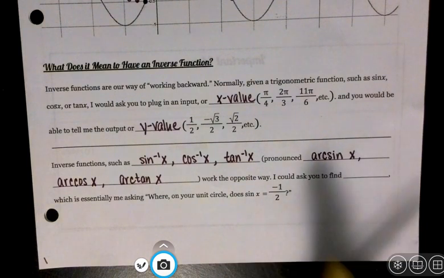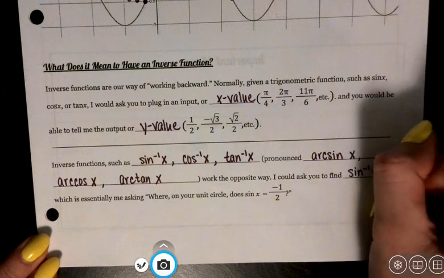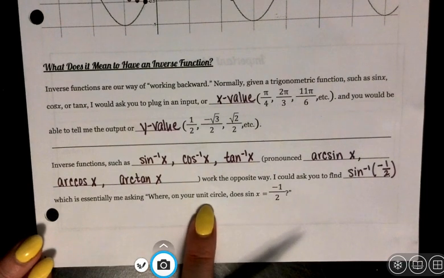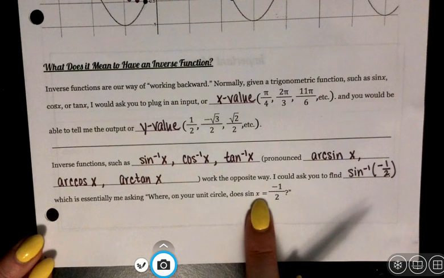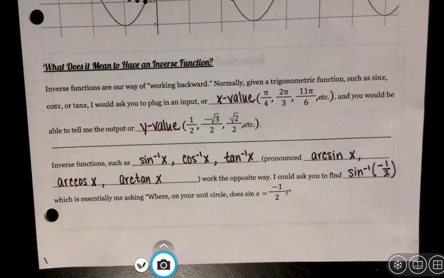which basically means if I ask you to find arcsine of negative 1/2, what that means is where on your unit circle, so at what angle, does sine of that angle equal negative 1/2? So we're kind of going backwards to what we did at the beginning.